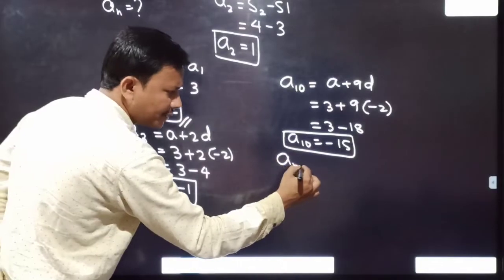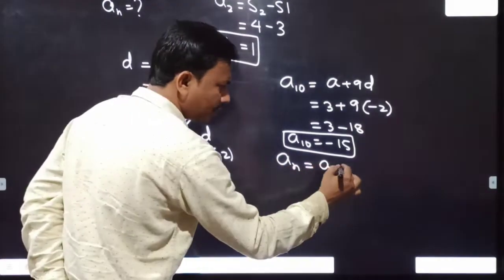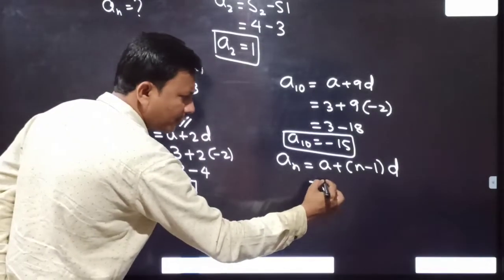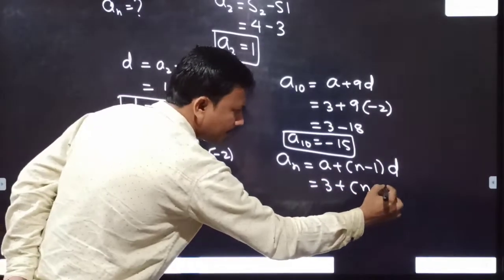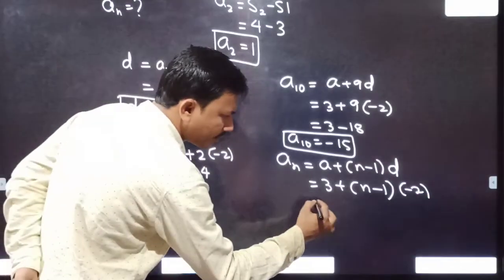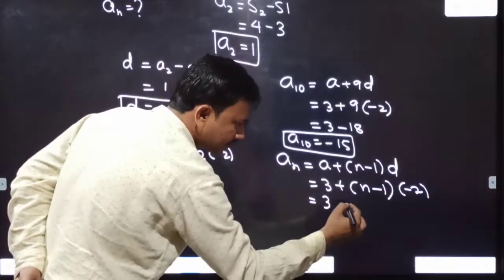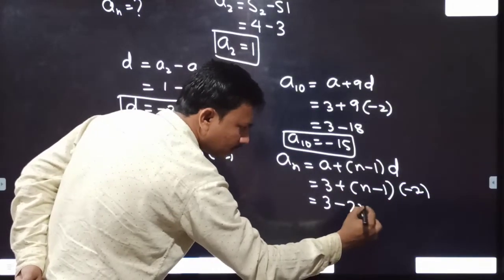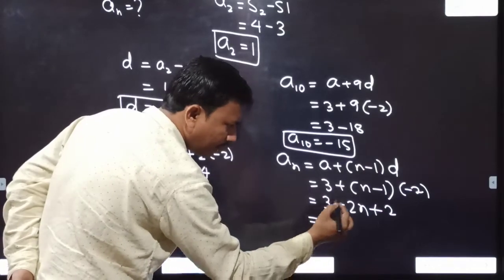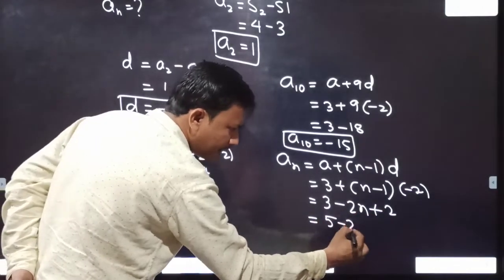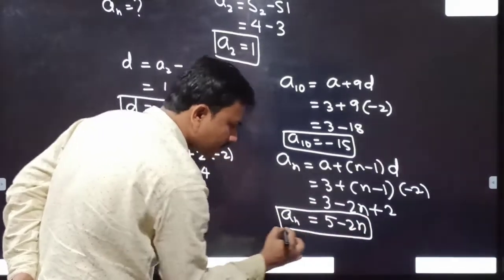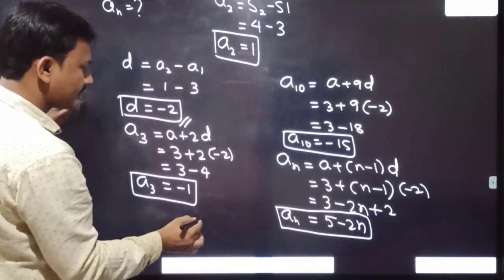Next, what we need to find out? An is equal to the formula a plus in bracket n minus 1 into d. Value of a is 3 plus n minus 1 into minus 2. This is equal to 3 plus minus 2 into n minus minus 2 into 1. This is equal to 3 plus 2, 5 minus 2n. Therefore, An is equal to 5 minus 2n. These are the answers.